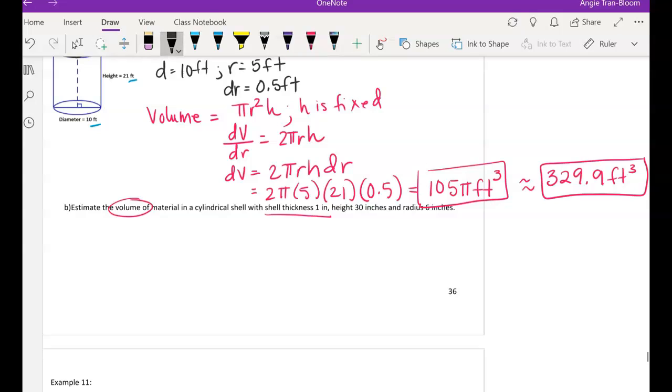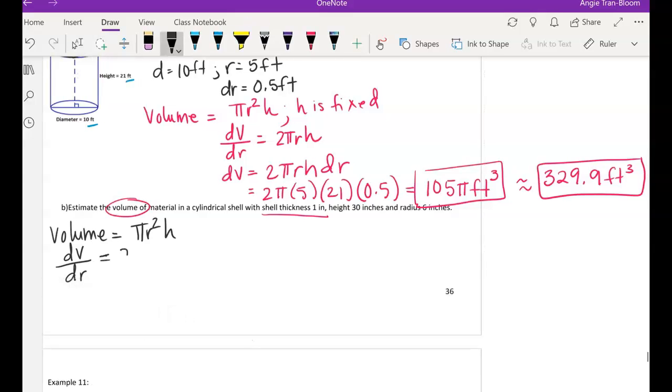So the first thing you want to do is write down the volume formula. Volume is pi r squared times h. And it says estimate the volume. That means you're going to have to find the change in volume. So we want to do the derivative of volume with respect to radius. Remember, since height is given to us, the height is a fixed value, so we don't have to worry about the height.